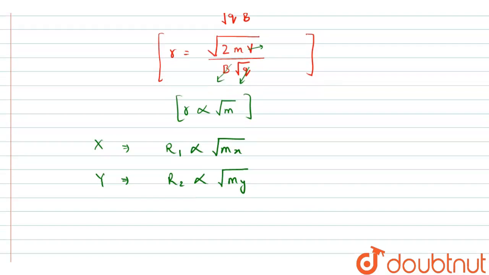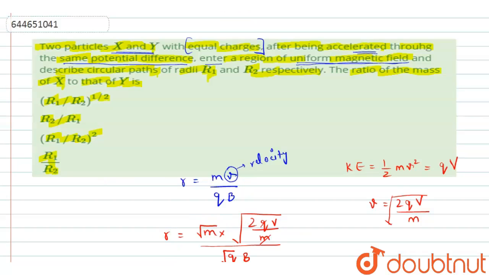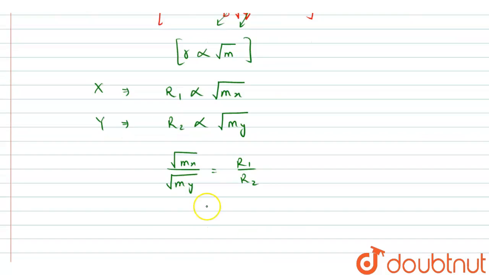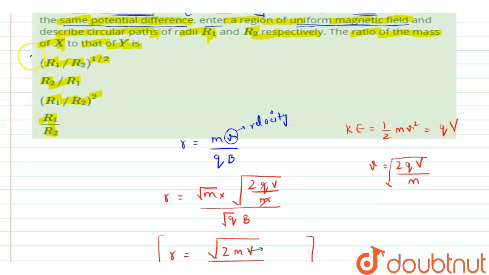Now if I take the ratio, we get root of mx over root of my equals r1 by r2. If I simply square both sides, we get mx over my equals (r1 by r2) whole square. So this is the required ratio of the masses of particles x and y. From the given options A, B, C and D, option C is the correct answer.